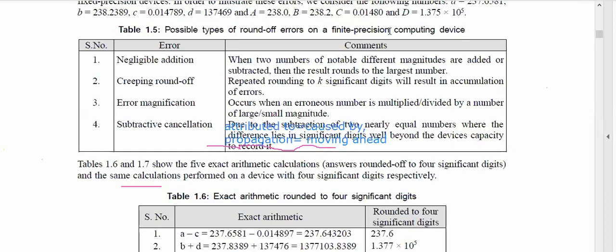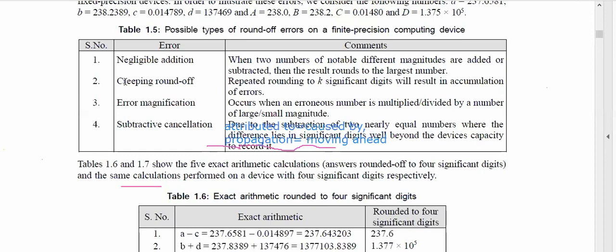Interested in 25 significant digits, but I cannot allow the 25 significant digits. I allow only the 12 significant digits. Then it has precision, but finite precision. Precision means if it allows 25, I want 25, I intend 25, and it allows 25, this is the high precision computing. And if it is not, it allows limited, then it is finite precision computing device. So possible types of round off errors on a finite precision device.